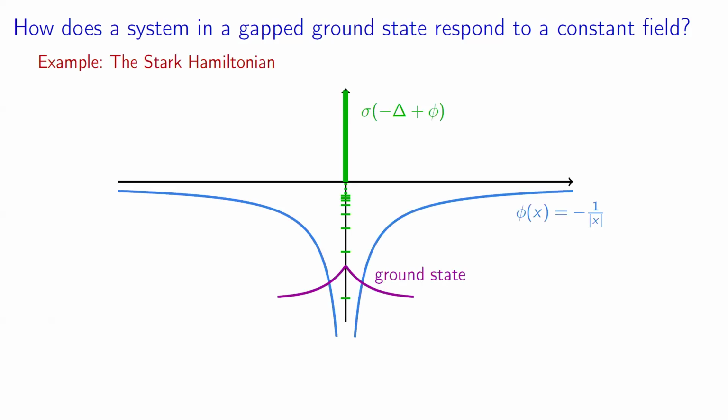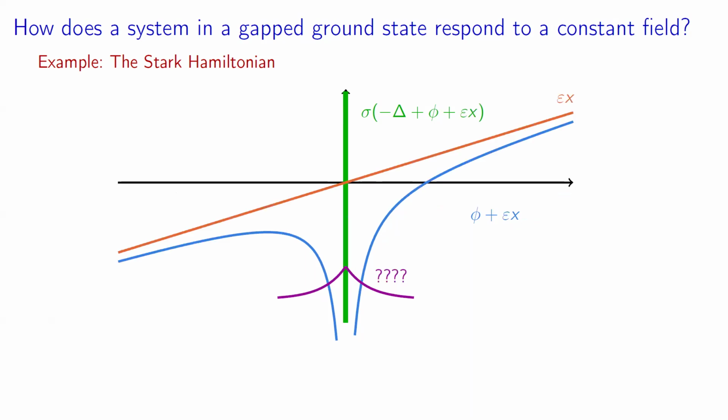So let's first ask the question in a much simpler context, let's say for a hydrogen atom. A hydrogen atom also has a gapped ground state, and the question is how does it respond to applying an external electric field? What will be the state of the system after we turn on a constant electric field, a small one? Epsilon will be here the gradient of this potential. The epsilon is the strength of the electric field.